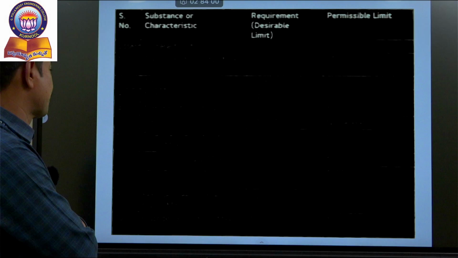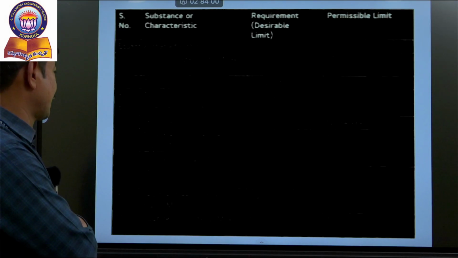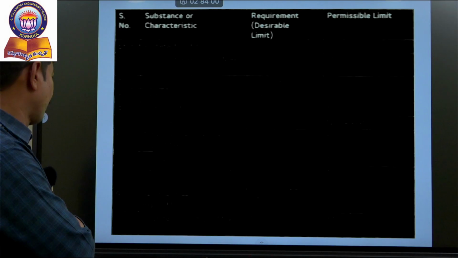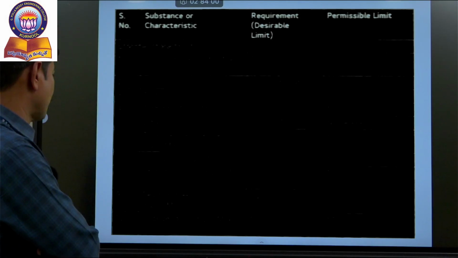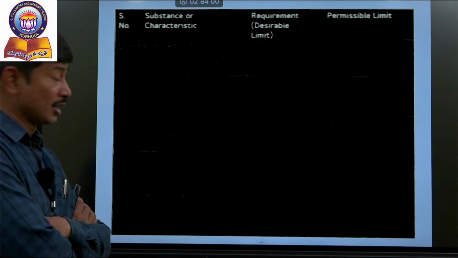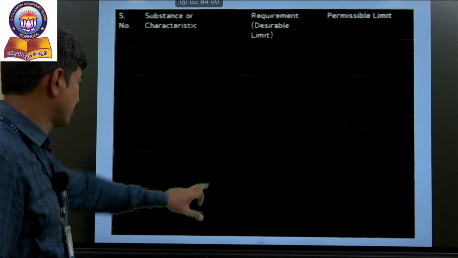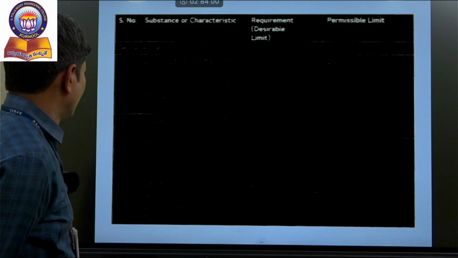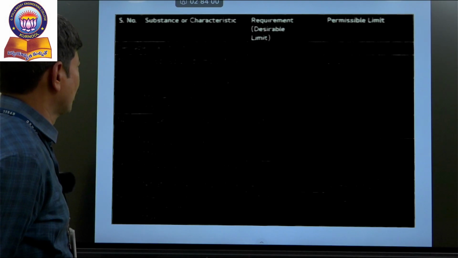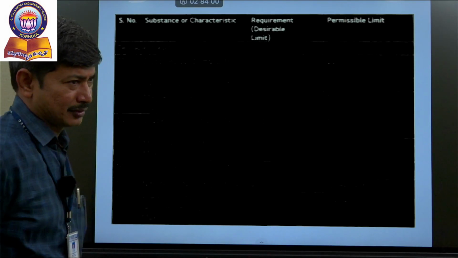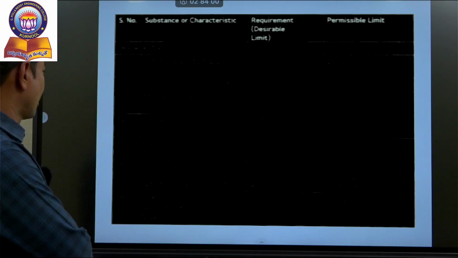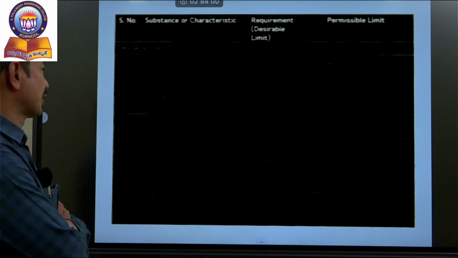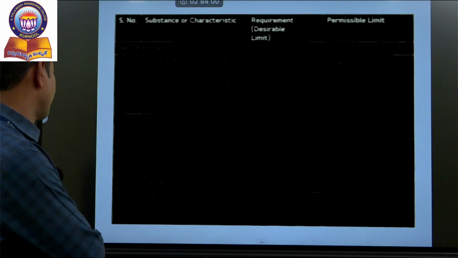pH value should be 6.5 to 8.5. Hardness is 300 and 600. Iron 0.3 and 1.0. Chloride generally within 250 is good, and we allow up to 1000 mg per liter. Residual free chlorine 0.2. Fluoride 1 is the desirable limit, 1.5 permissible. TDS 500 is good, up to 2000 allowed. Calcium 75 and 200 permissible. Magnesium 30 and 100. Copper 0.05 desirable, but we allow 1.5 mg per liter.